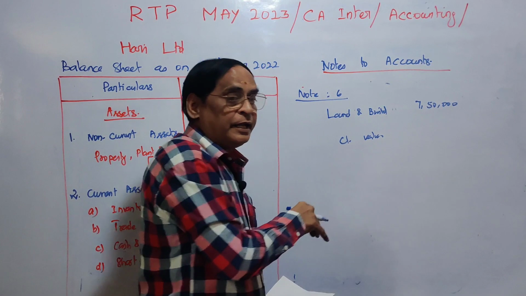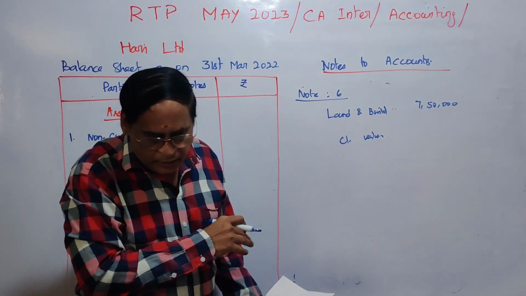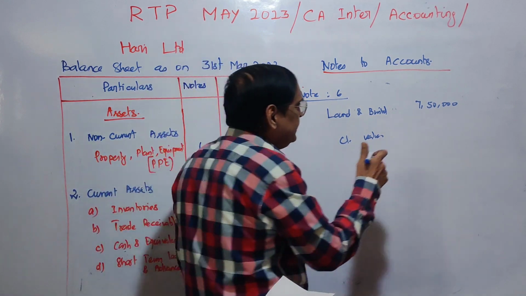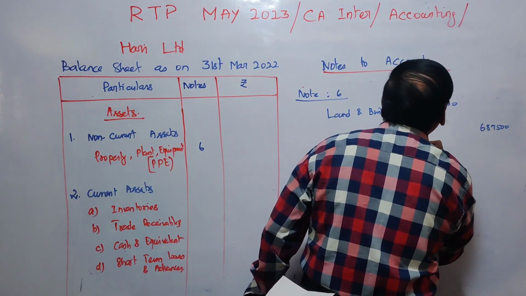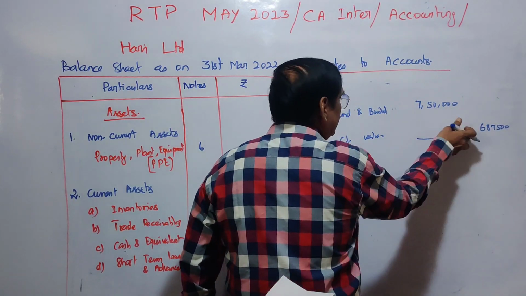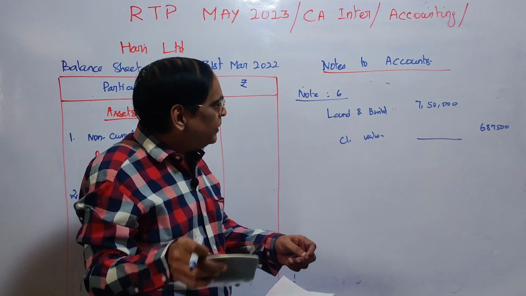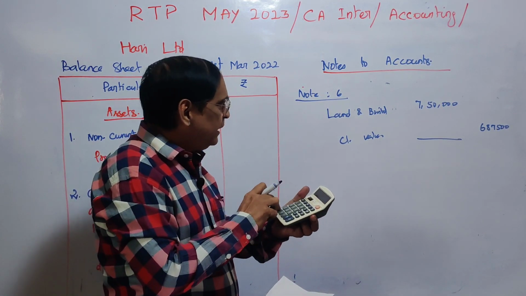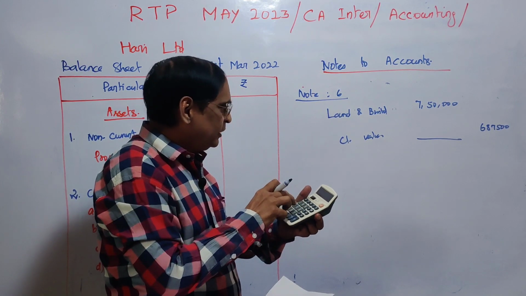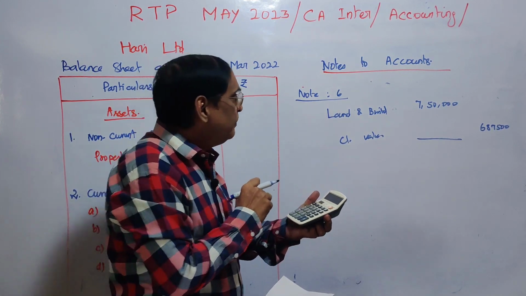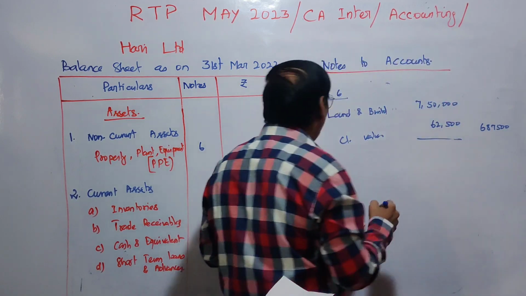That has to be taken in the balance sheet. The closing balance is 6,87,500. The difference between these two is the depreciation. So opening balance 7,50,000 rupees minus 6,87,500, depreciation should be 62,500. It must be mentioned in the note.